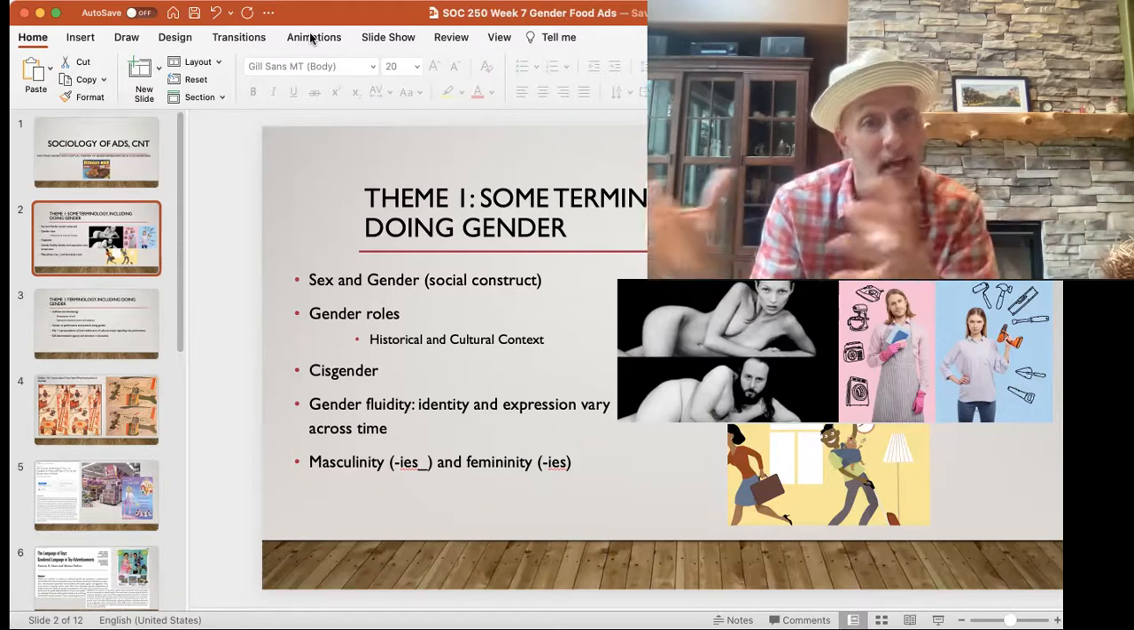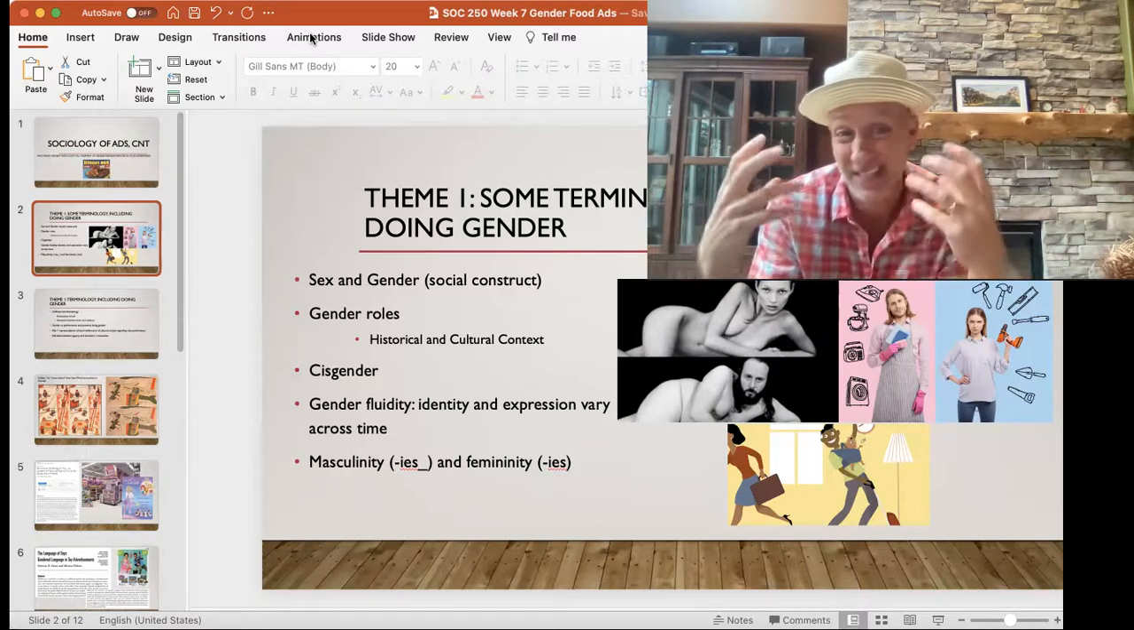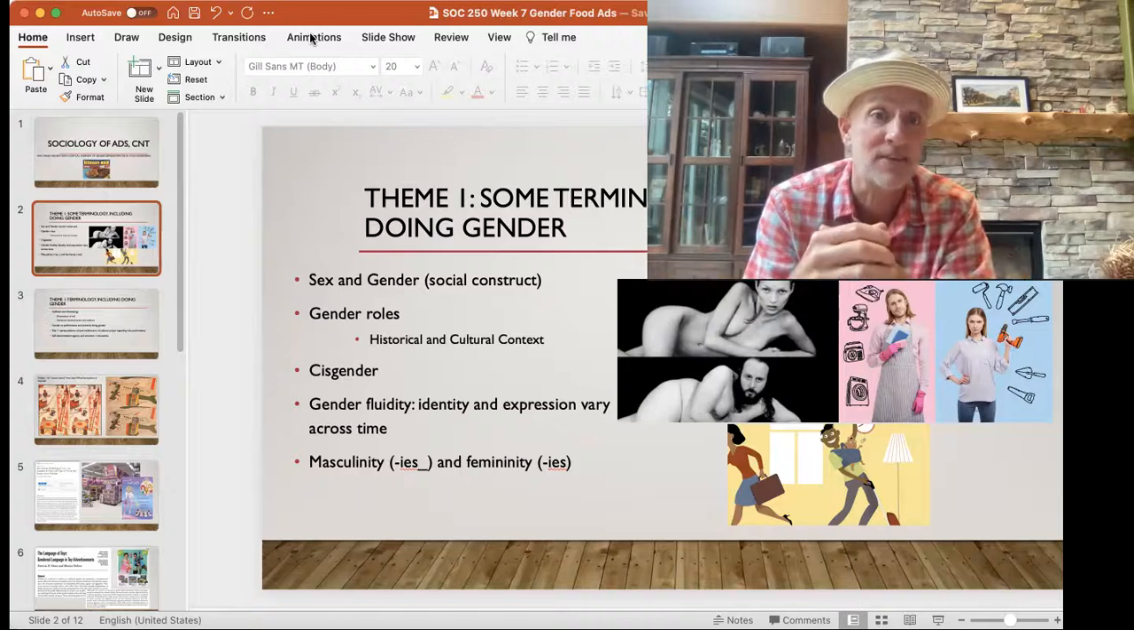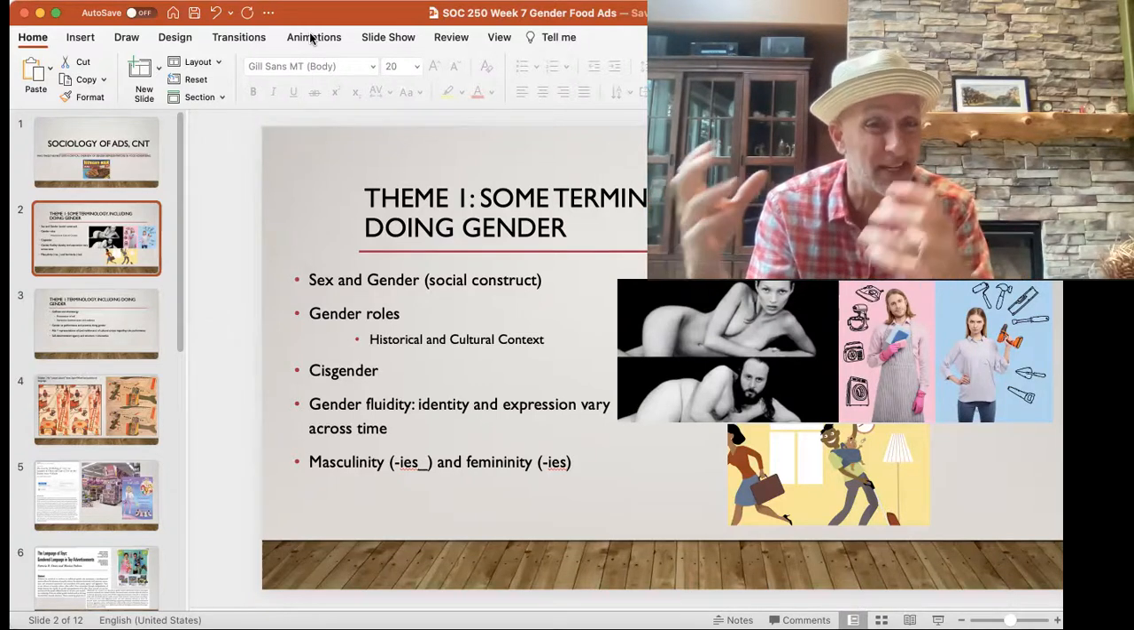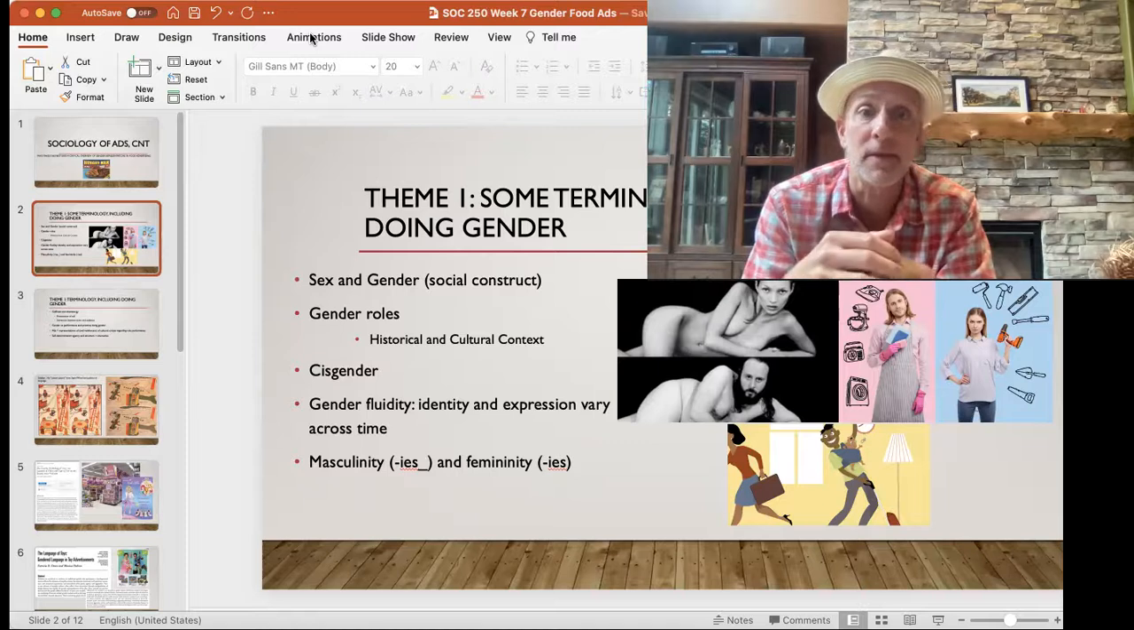So these are gendered ads, right? These are not sex ads in advertising. Who takes a bite? And this is all about gender, representations of gender, ideas about being male and female. So that's gendered components.